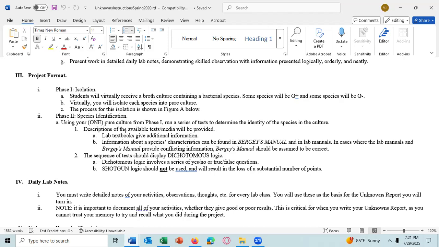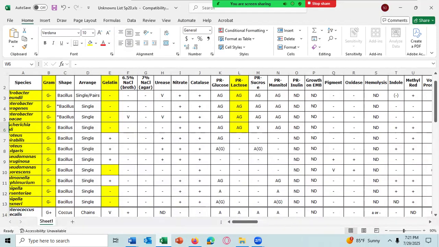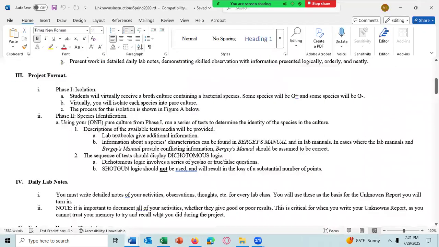For doing this, you can use the table I gave you for the results. And that's simply the unknown list, SP20. You can also use Bergey's manual to help you. You can use the textbook to help you. When you're requesting tests, you need to use dichotomous logic. Dichotomous logic is a series of yes, no, or true, false questions.